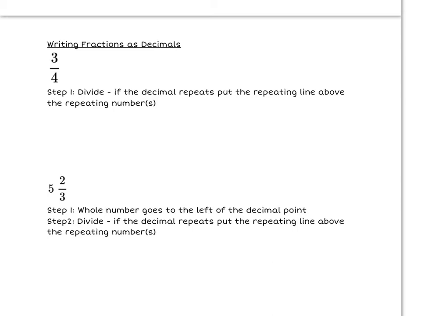What do you do? All right. Step one, just divide. If the decimal repeats, and our second example is a decimal that repeats, we're going to put the repeating line above the numbers. So, first one, just take 3 divided by 4.